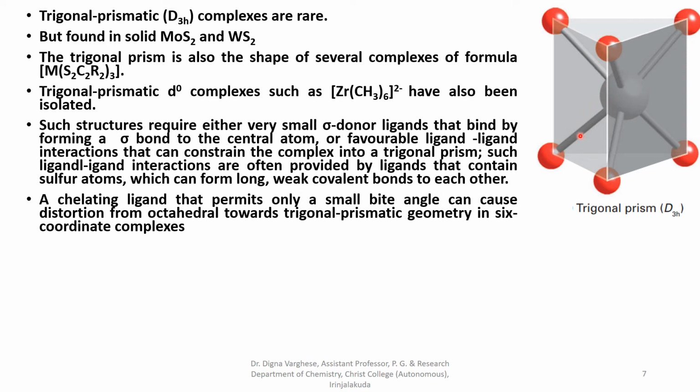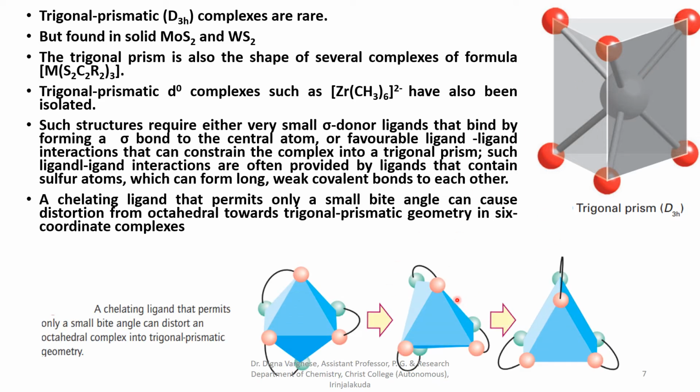A chelating ligand that permits only a small bite angle, that is the angle between the metal and the ligand, can cause a distortion from octahedral towards trigonal prismatic geometry in six coordinate complexes. Here you can see a chelating ligand that permits only a small bite angle can distort an octahedral complex into trigonal prismatic geometry. Prism.